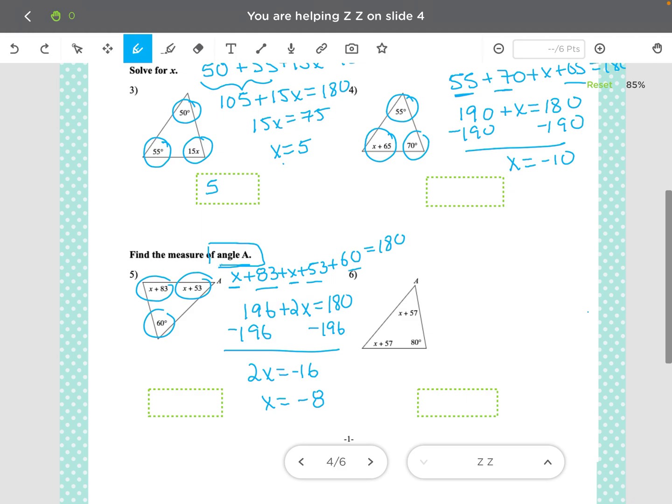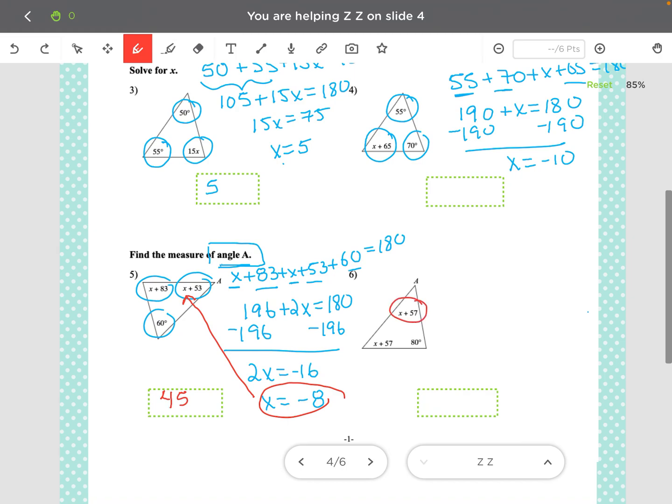But this question did not ask you to just find x. It wants you to find angle A. So what you're going to have to do is take this x, and you're going to have to plug it in here. So if I plug in negative 8 for x, negative 8 plus 53 is actually 45. So that's the final answer that I want there.